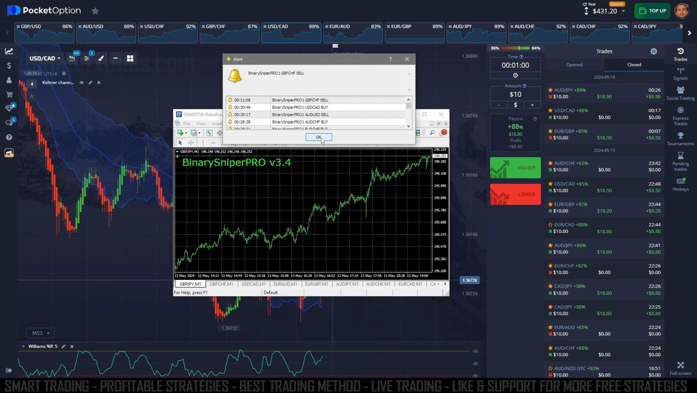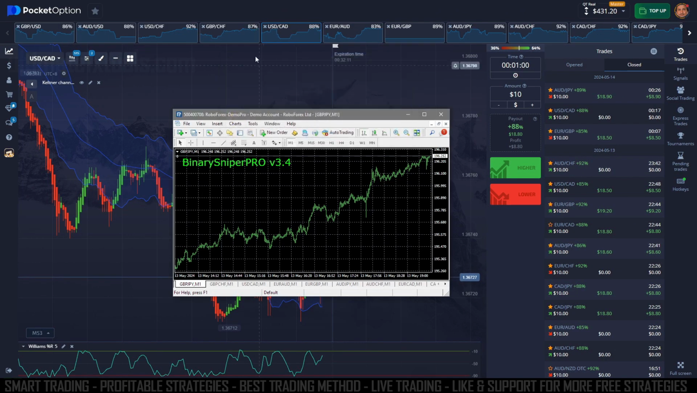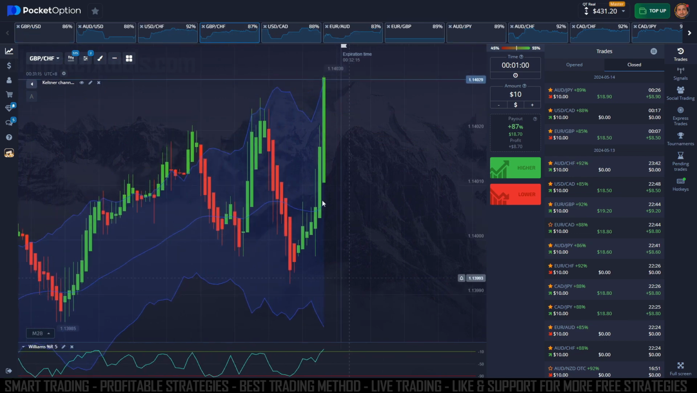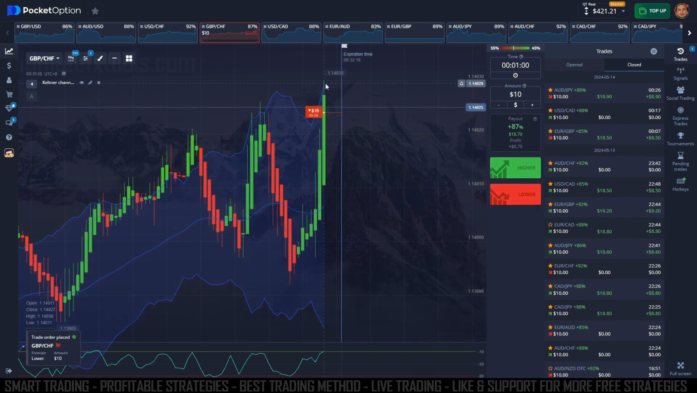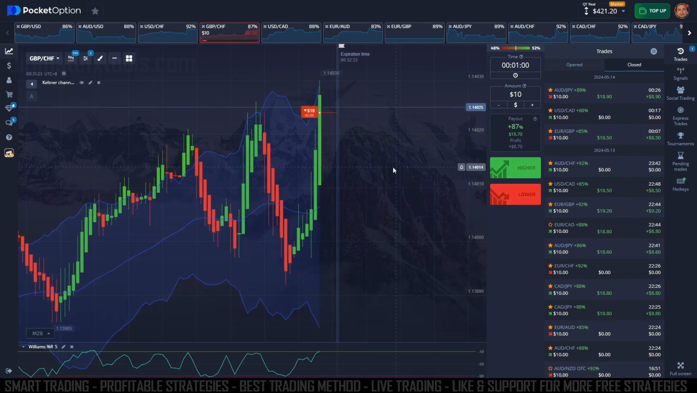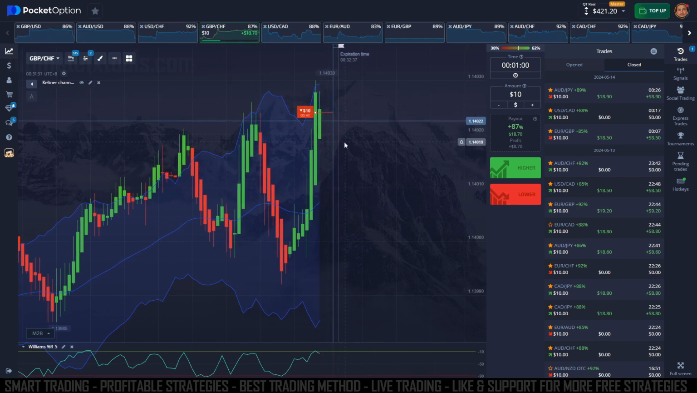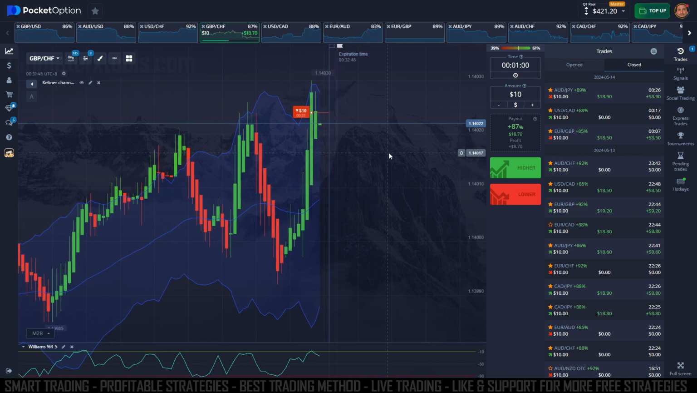GBP/CHF, a sell alert confirmation. This is a good position and the best part of our trading method. The candle bar reaches our Keltner channel, while our Williams percentage range reaches the highest resistance level. It's the best time to reverse the trend and go lower. The trend is going down, and we hope for a winning trade with this setup.